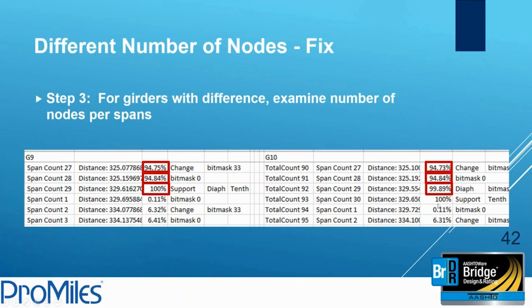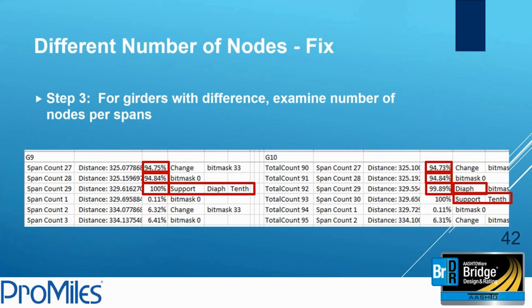Now to figure out why we have that node at 99.89%, as you can see the node at 100% is right underneath that, which tells us that the node at 99.89% for girder G10 was added because we have a diaphragm location at that particular point. So this illustrates why the node got added, and we see that extra node is for a diaphragm location. This is probably for a reason where a diaphragm is very close to a support location.